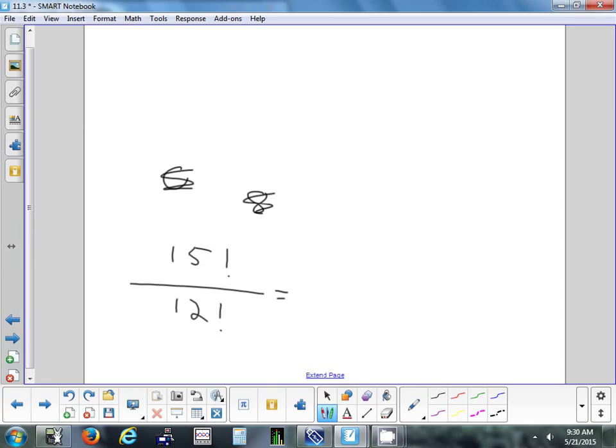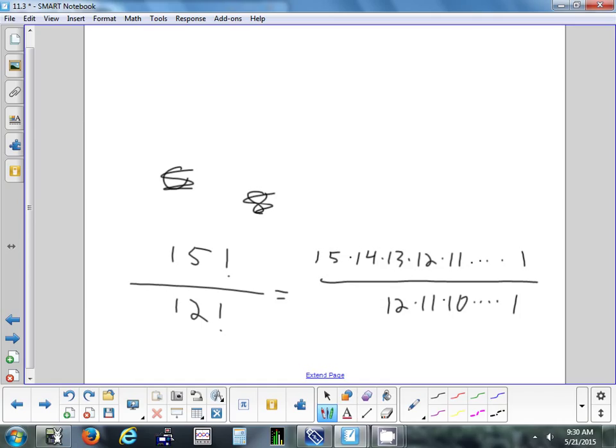It means to do what? Basically it means 1 times 2 times 3, multiply all the way up to 15. Right. Okay, so if you had 15 times 14 times 13 times 12, all the way down to 1, and then in the denominator, you had 12 times 11 times 10, all the way down to 1.